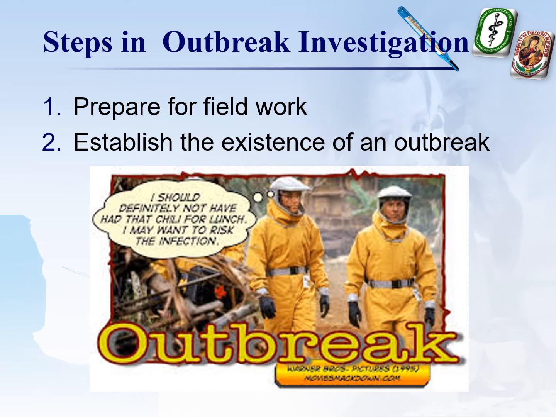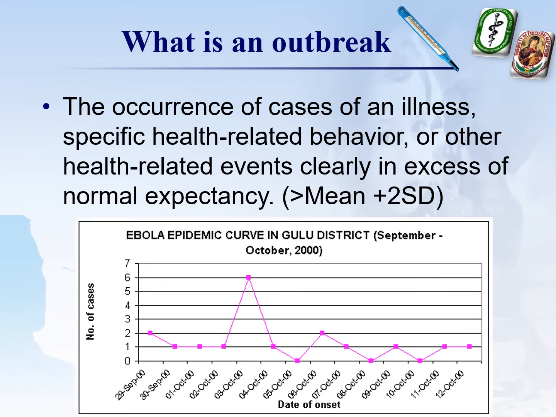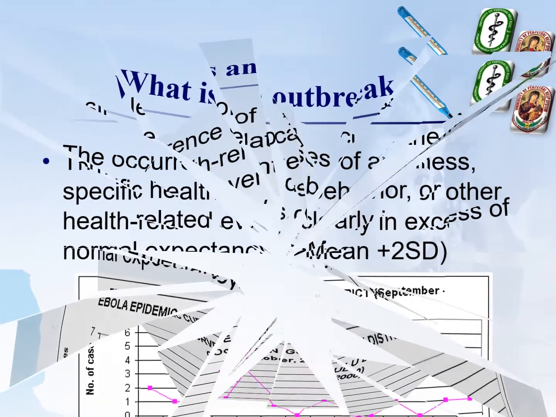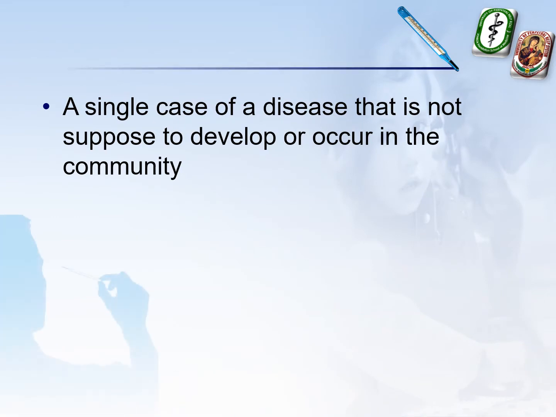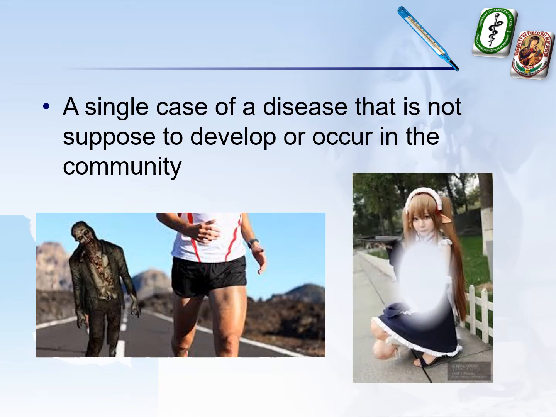Then you establish the existence of an outbreak. So what is an outbreak? It's the occurrence of cases of an illness, specific health-related behavior, or other health-related events clearly in excess of the normal expectancy, which means it's greater than 2 standard deviations from the mean. A single case of a disease that is not supposed to develop or occur in the community is also considered an outbreak, such as the reemergence of measles or polio in the Philippines.